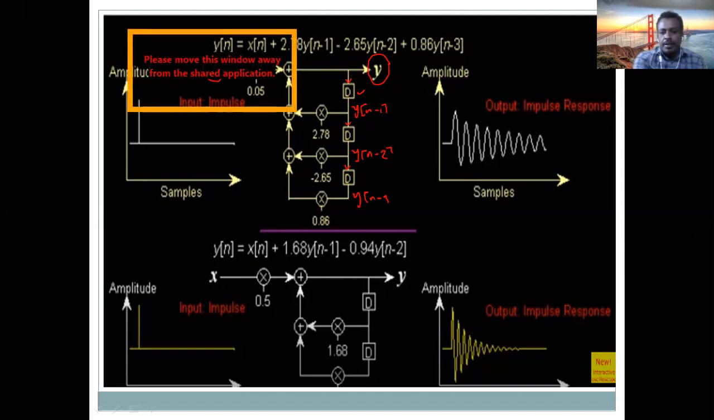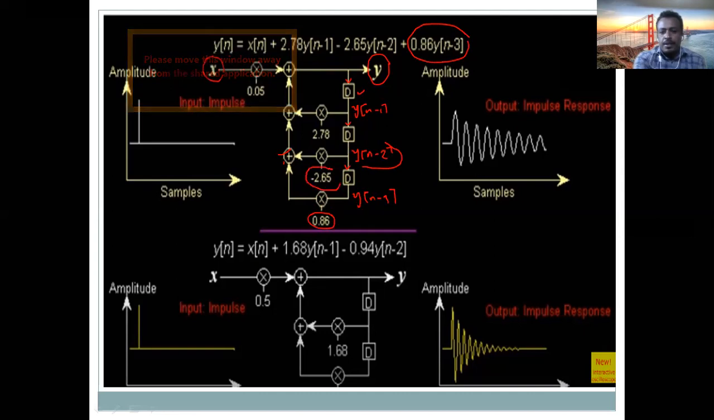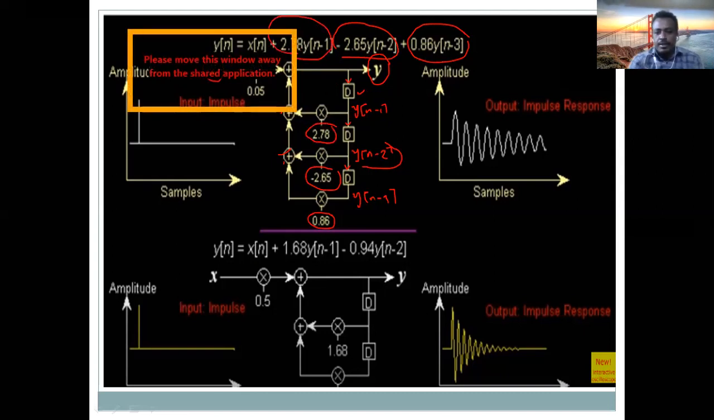Then here we have a multiplier. So y of n minus 3 is multiplied by how much? 0.86. You can see it here. Plus, y of n minus 2 times this multiplier, minus 2.65. You can see it here in our equation. Plus, this is addition, y of n minus 1 multiplied by what constant? 2.78. All this added together with the input coming from this side gives us the output. That's what the difference equation means.